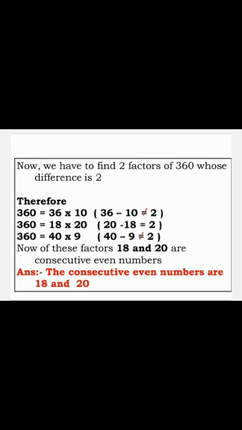Now, we have to find two factors of 360 whose difference is 2. Now, you can expand 360 as 36 into 10, 18 into 20, 40 into 9. Then you are going to find the difference. That is, if you subtract 10 from 36, do you get 2? No, you do not get 2. If you subtract 9 from 40, do you get 2? No, you do not get 2. And if you subtract 18 from 20, do you get 2? Yes, you get 2. So, these 18 and 20 are consecutive even numbers. So, the consecutive even numbers are 18 and 20.